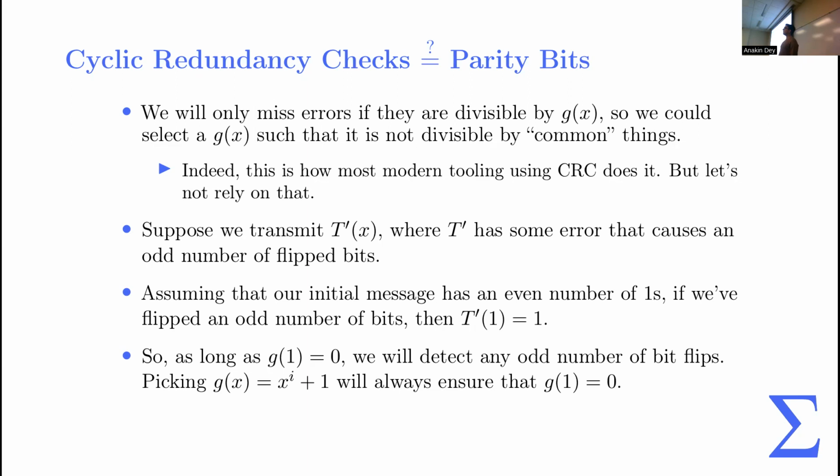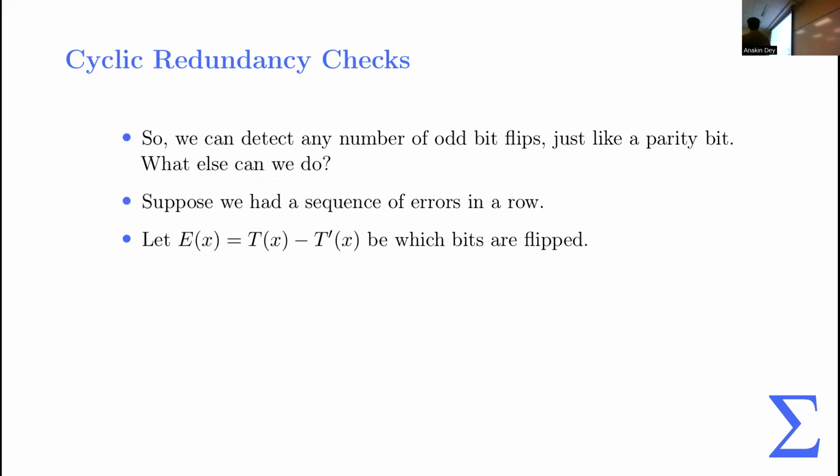So this is as good as a parity bit. In fact, if you pick G of X equal to X plus 1, it is just a parity bit. If you work out the math, you shift by 1, you divide by X plus 1, but that doesn't actually do anything, and you add that parity bit. So this is no different than just using a parity check bit when you choose G of X equal to X plus 1. So in the worst case, we've at least got a parity check bit. We've done all this math and we've gotten ourselves a parity check bit. What else can we do?